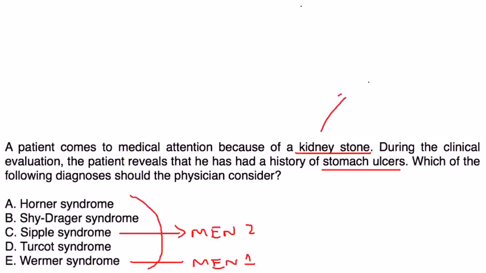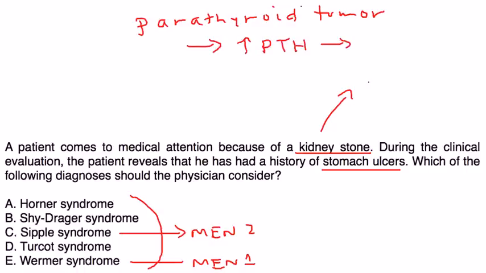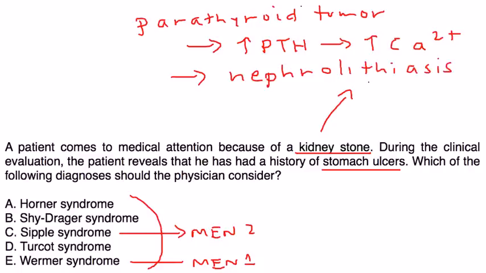Well, let's talk about this. A kidney stone would happen because of a parathyroid tumor. So a parathyroid tumor or hyperplasia of the parathyroid would increase the levels of parathyroid hormone, and that results in increased levels of calcium. And as we talked about earlier, calcium can then go and deposit and cause these kidney stones, nephrolithiasis, the medical or technical term. So that's the first part.